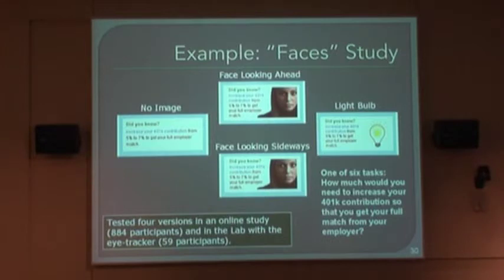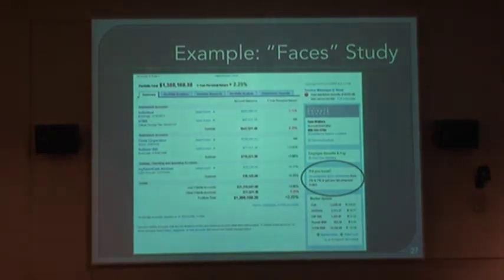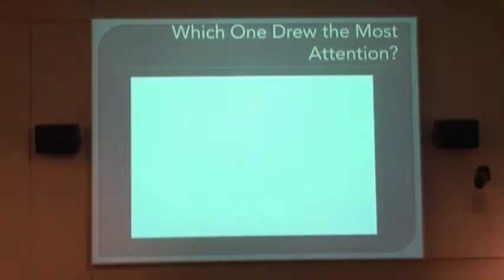Okay, so one of six tasks. There were actually six tasks altogether. One of them was what I call the critical task: how much would you need to increase your 401k contribution so you get your full match from your employer? Just to show you the context again that this was shown in, this area right here. It's on what's called the portfolio summary page of Fidelity.com. And okay, this is our last.